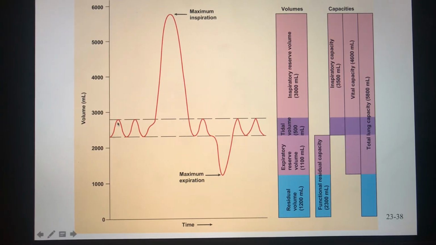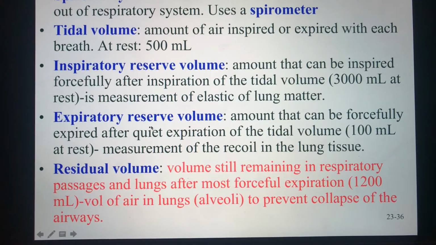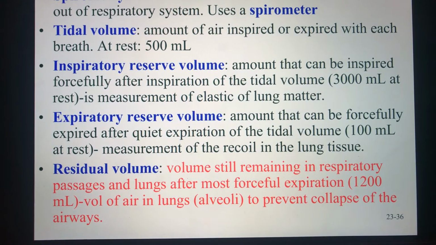So normal tidal volume is just quiet breathing volume. 1,000 milliliters in, 1,000 milliliters out, or again, 1 liter. So perfect, right? Now, actually it should be half a liter. Sorry about that, 500 milliliters.